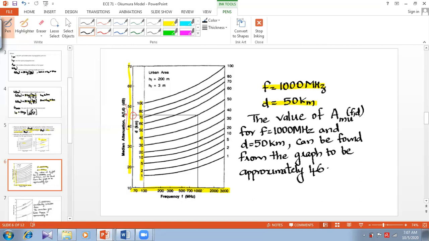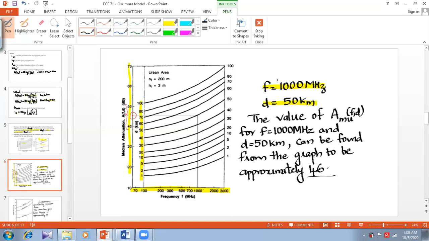Now you can see this point. You can take this point, extend this line towards the y-axis, and find the corresponding point on your y-axis to find what will be the median attenuation in dB. And you find it reaches here. So let us say it is between 40 and 50. It is more than halfway between them, so approximately I have taken it as 46. I hope everybody has understood this.